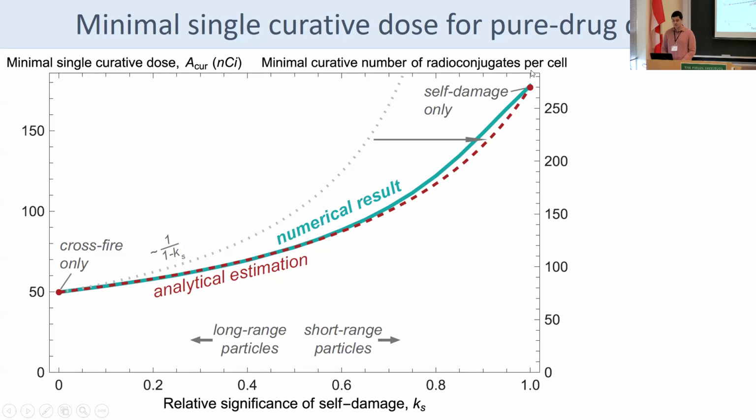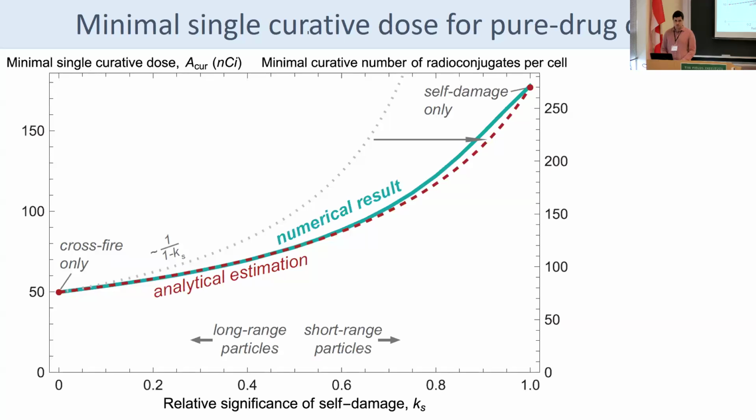For self-damage, we need a greater dose to achieve cure. And there exists a nice way to get analytical estimations of curative dose for an arbitrary value of the significance of self-damage, Ks. We already know the formula for the crossfire-only case, and if we neglect self-damage, then the function will behave like this. So it will be equivalent to the situation where the cell radiosensitivity falls down along with the increase of Ks. And eventually, curative dose will go to infinity as Ks equals 1, since at this point we have no crossfire, and also by current assumption, no self-damage, and we need infinite dose to cure cancer.